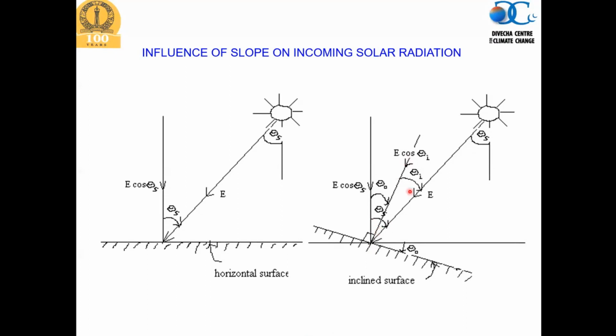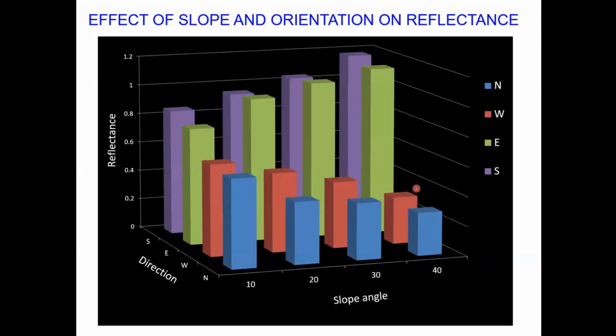So actually the angle between the perpendicular is theta I. So theta s becomes theta O plus theta I. So incoming solar radiation is E cos theta I. That is how it will change, and because of that, depending upon angle and orientation, it is quite possible that incoming solar radiation will change, and that incoming solar radiation is significantly going to affect the reflectors.